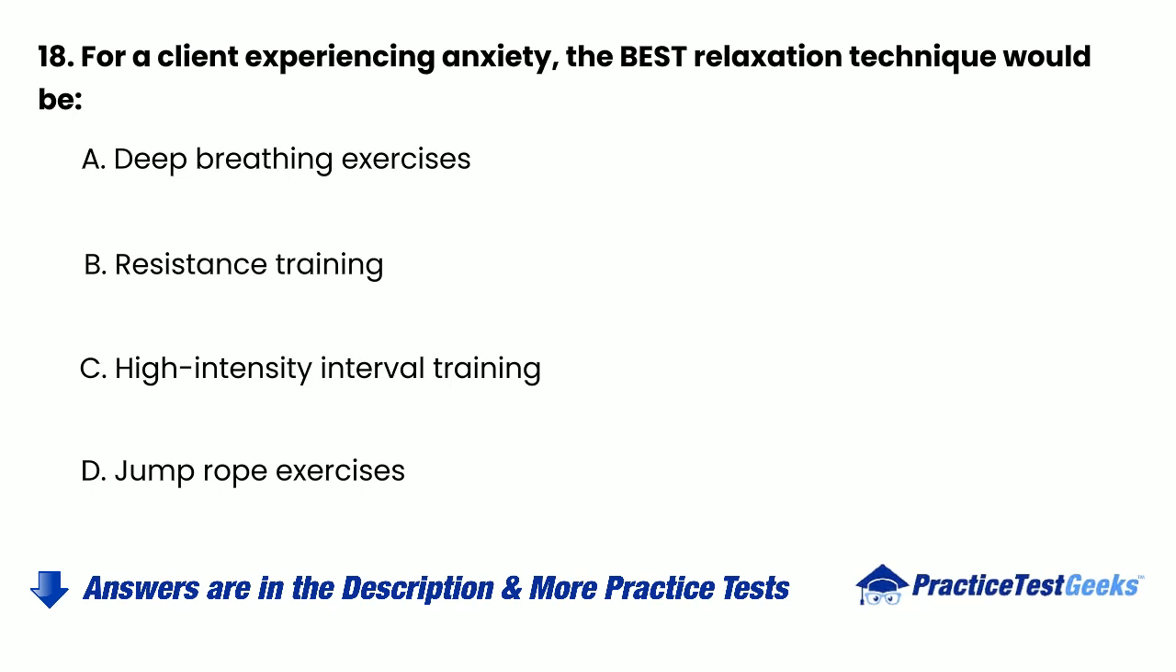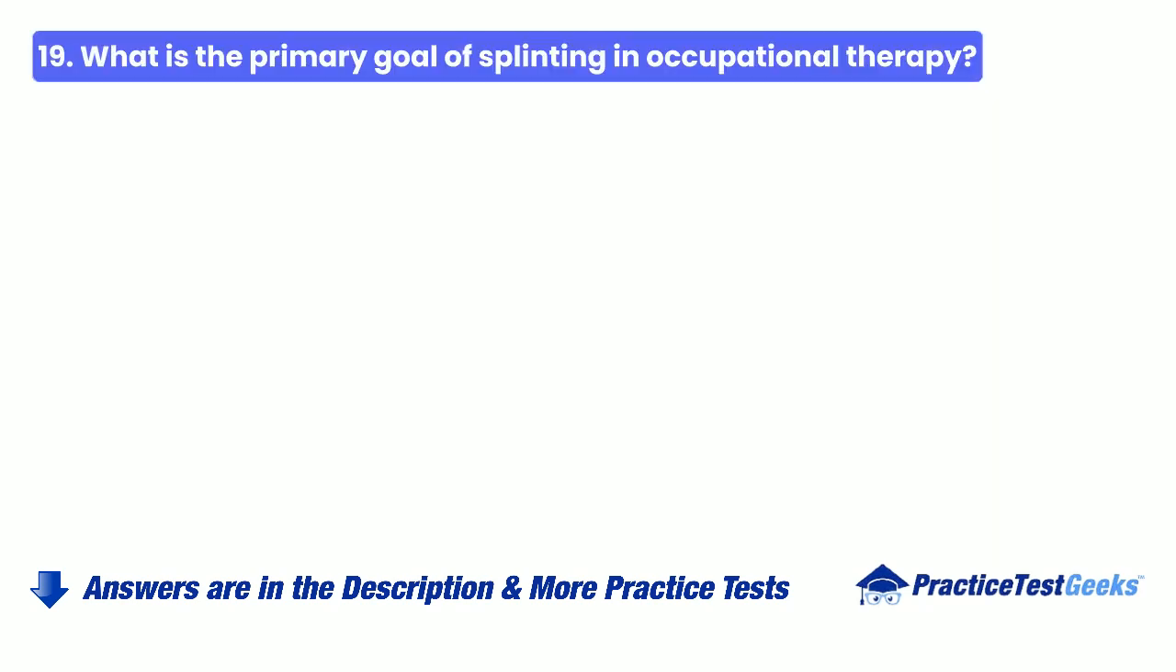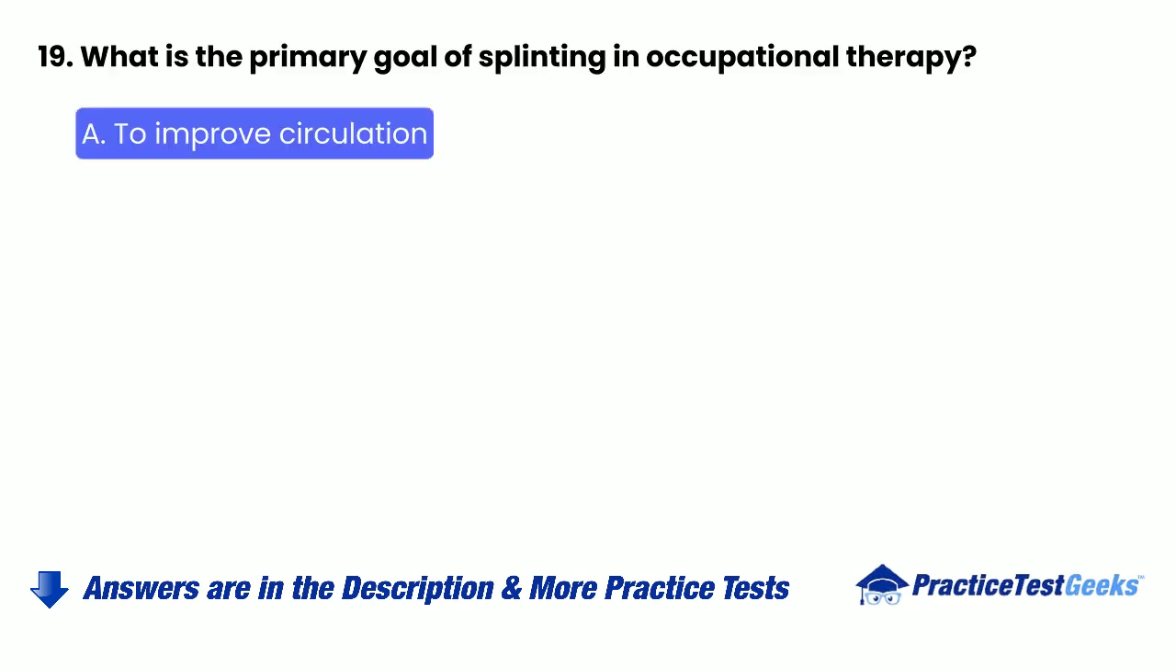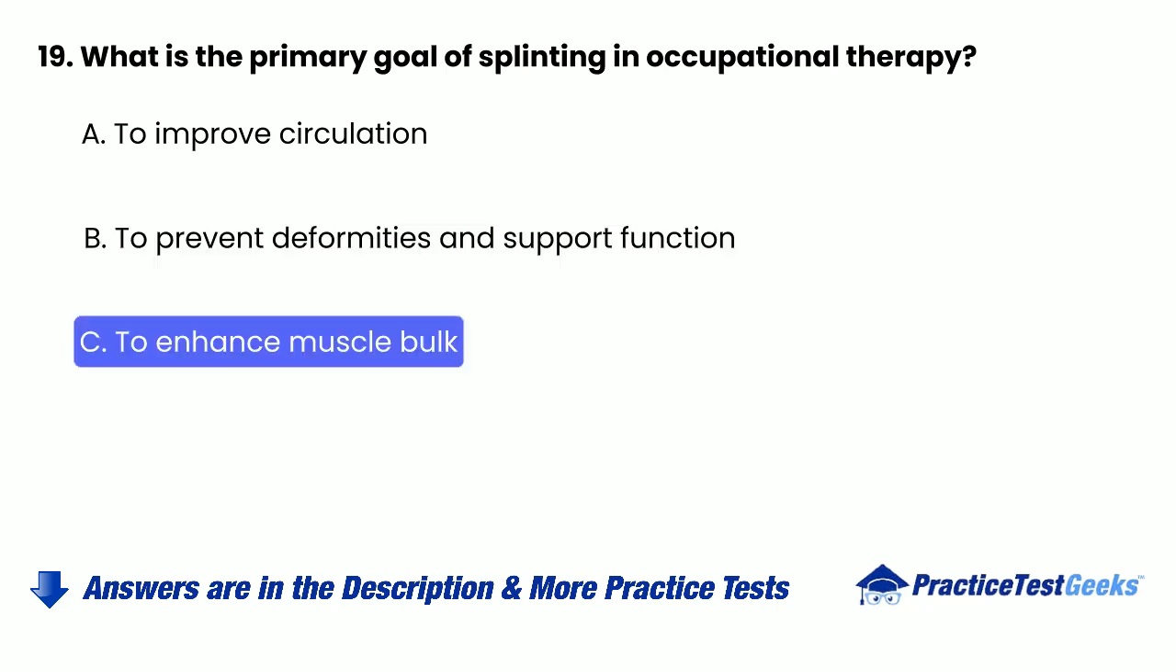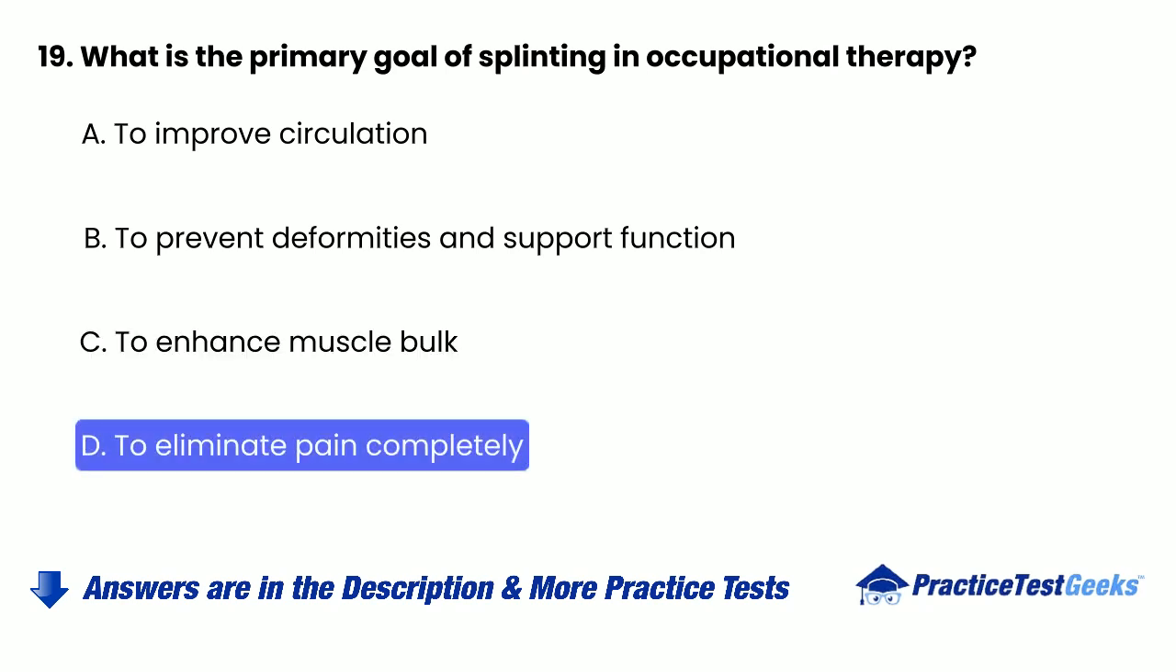19. What is the primary goal of splinting in occupational therapy? A. To improve circulation. B. To prevent deformities and support function. C. To enhance muscle bulk. D. To eliminate pain completely.